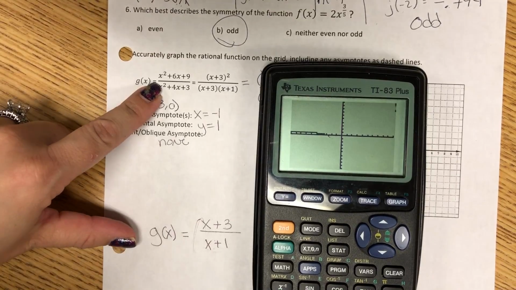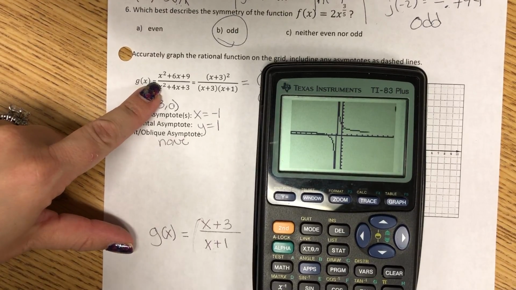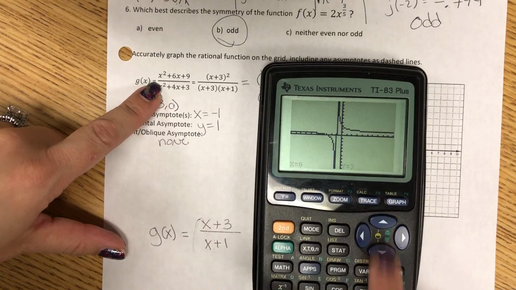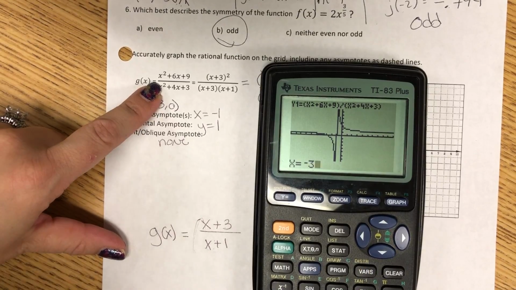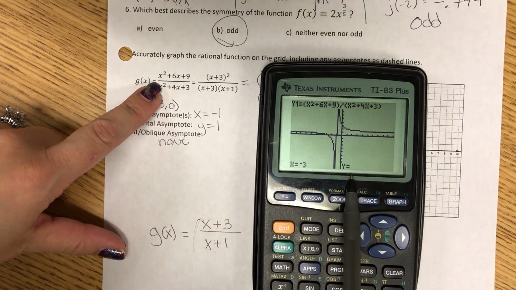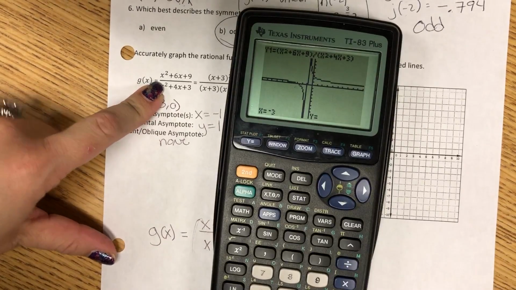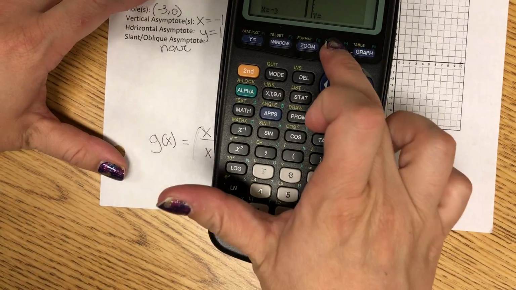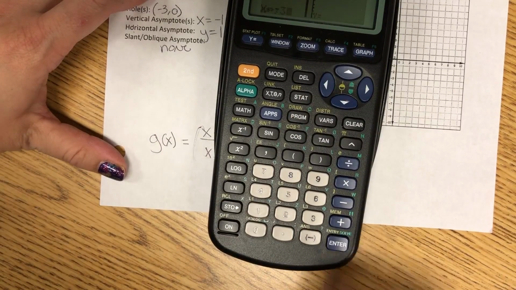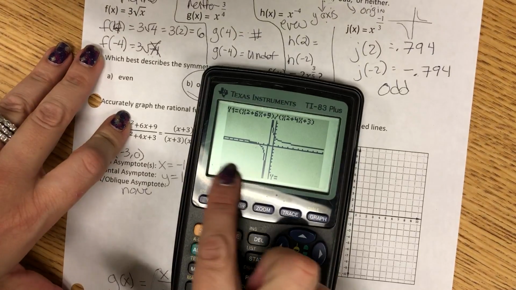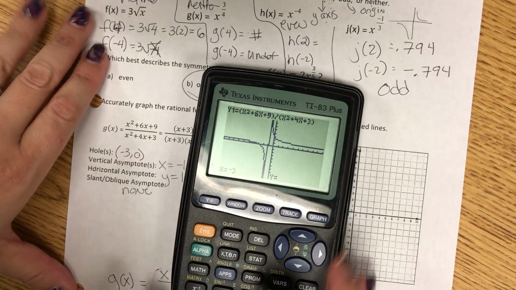And I chose to do the original because I'm going to show you if I hit trace and go to -3, see there's no y value. It's missing there. So what I did is, oh, you couldn't see me typing the buttons. I did trace -3, enter, and it puts our cursor at that spot.